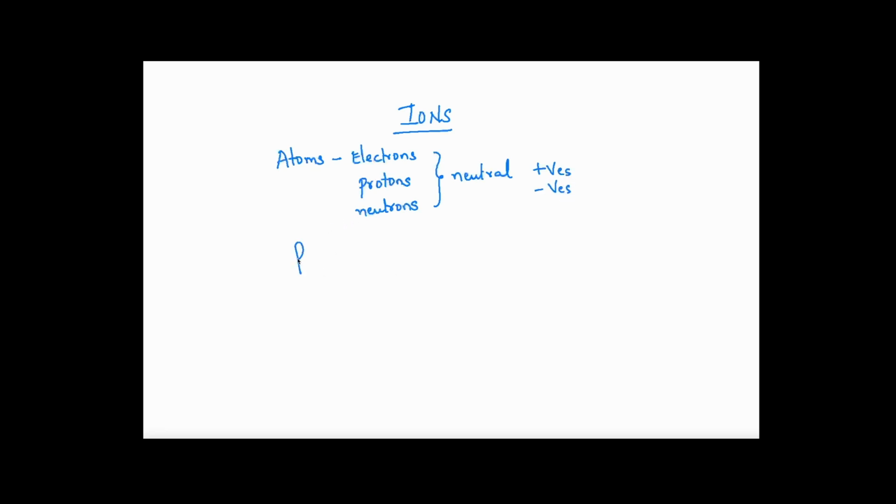As we all know, protons always carry a positive charge, whereas the electrons, which revolve around the nucleus, always carry a negative charge. So in any given atom, the total number of protons will be equal to the total number of electrons, and that's why both of them cancel out and an atom is always neutral.